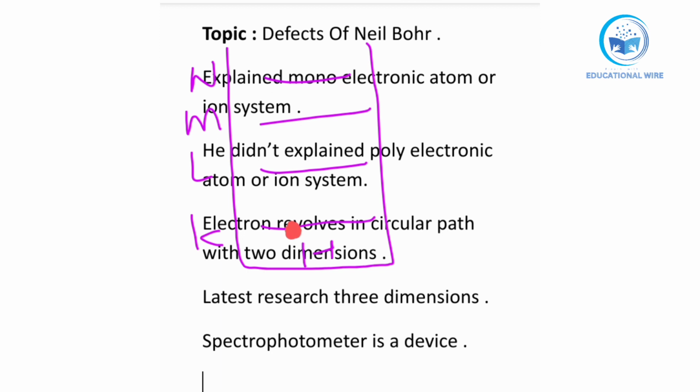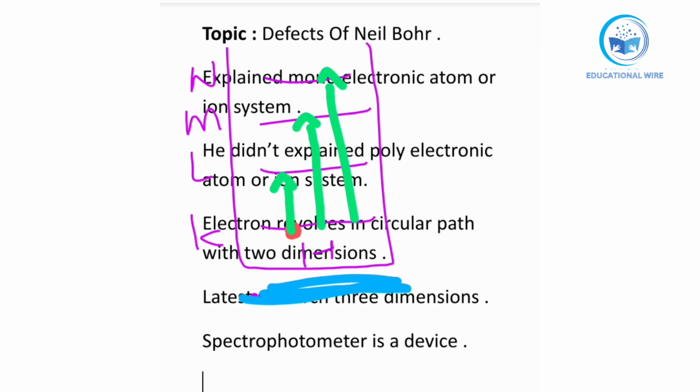Here is a spectrophotometer device that is giving radiation. What happens is that when it is heated up, the electron moves upward, to L, to M, to N. But when it moves to the last shell, it becomes unstable.